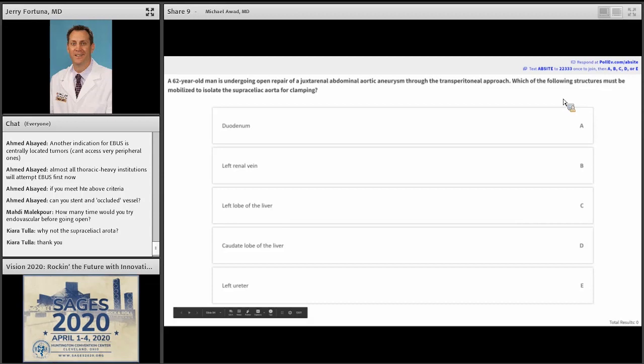A 62-year-old man is undergoing open repair of a juxtarenal abdominal aortic aneurysm through the transperitoneal approach. Which of the following structures must be mobilized to isolate the supraceliac aorta for clamping? A, duodenum. B, left renal vein. C, left lobe of the liver. D, caudate lobe of the liver. E, left ureter.